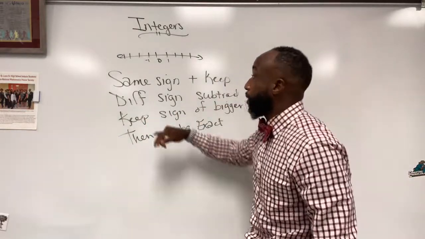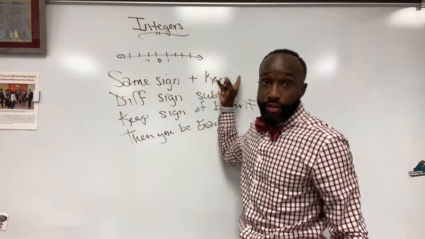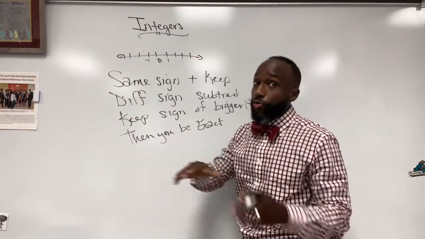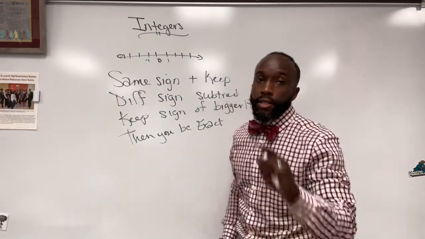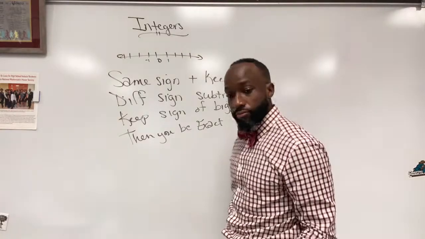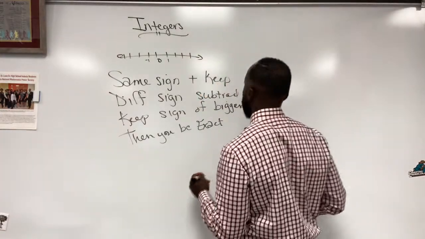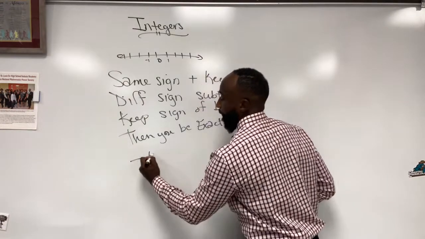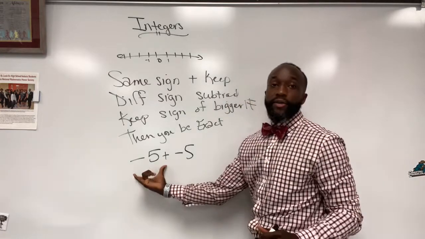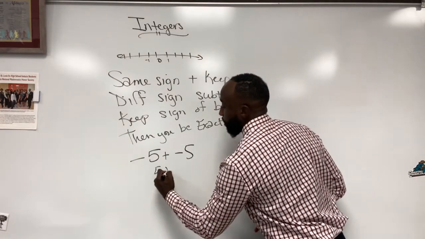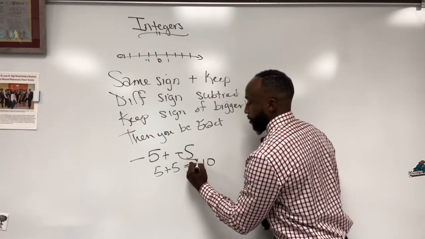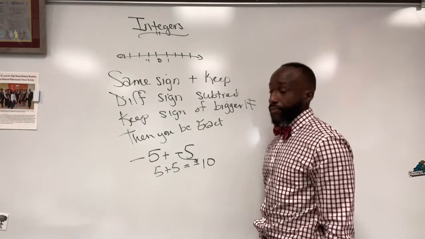Remember, row your boat? If the signs are the same, you add and you keep the sign. If the signs are different, you always subtract, but you keep the sign of the larger number and then you'll be good. So this is what happens. Same sign: if I had -5 plus -5, they're both negative, so I add 5 plus 5 and keep the negative sign. Same sign, add and keep.